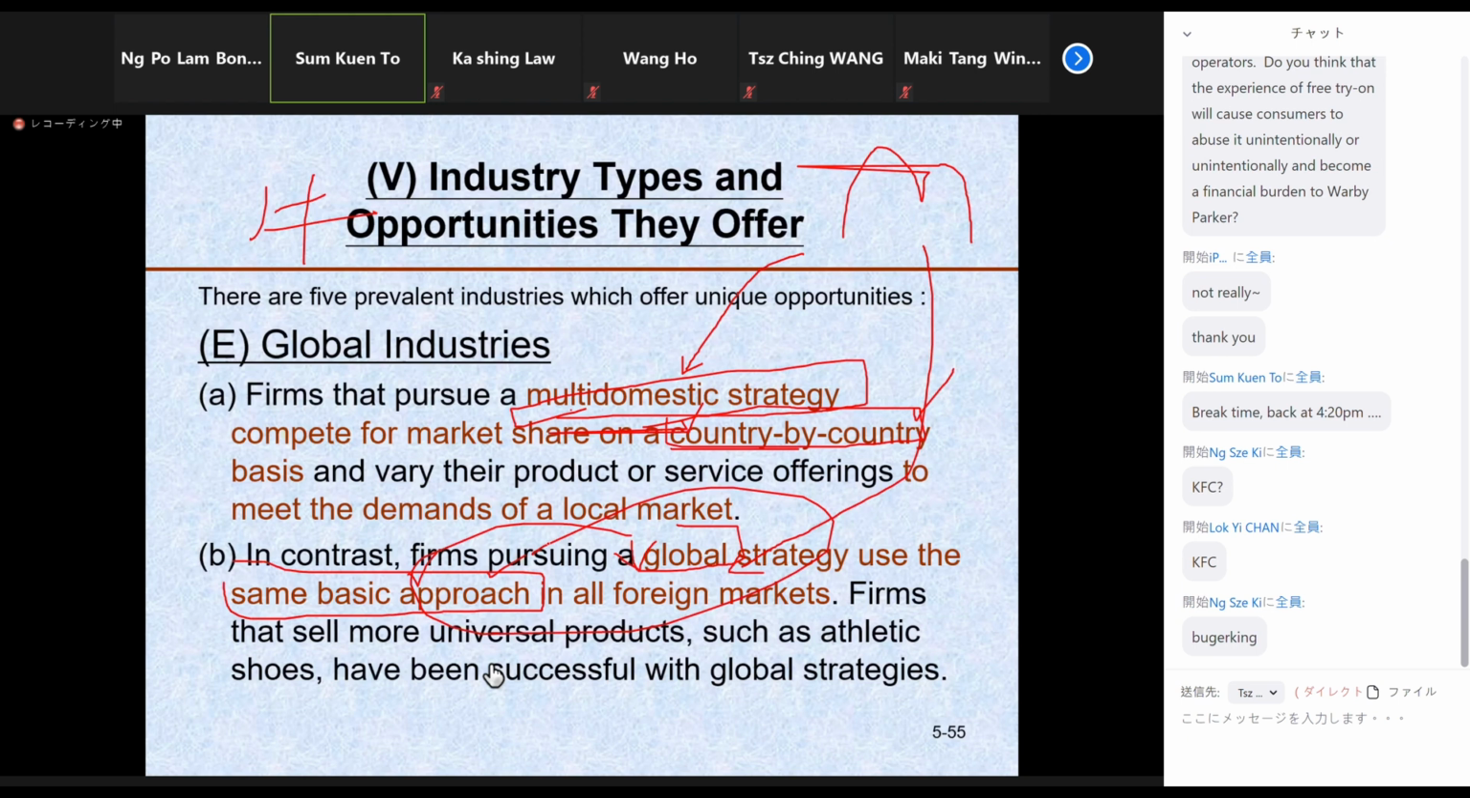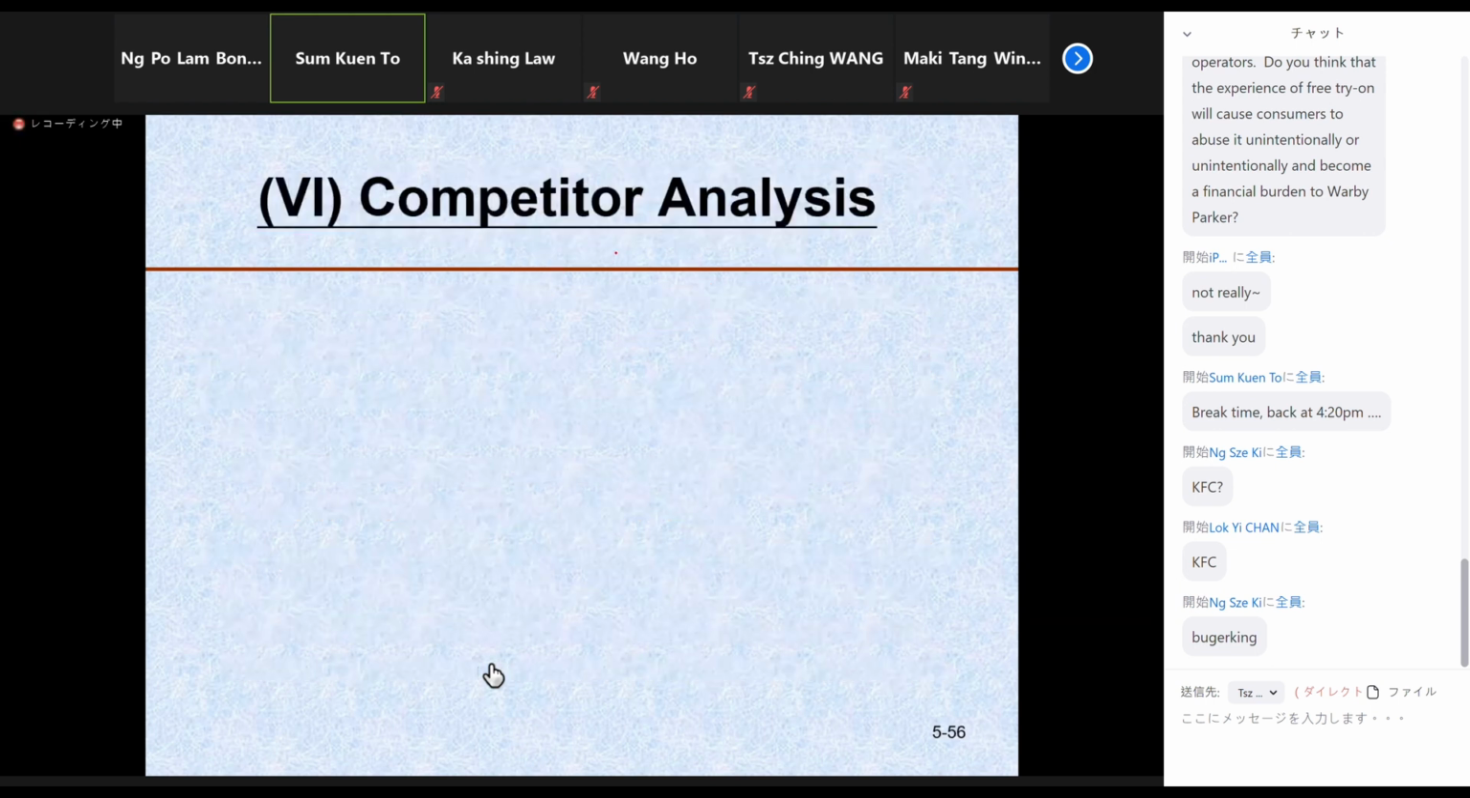All right. And after that, we now finish talking about the industry analysis. We now move to the final section in chapter 5, which is competitor analysis. And just now I mentioned competitor analysis, we have DIF. Before I move on, once again, interaction time.